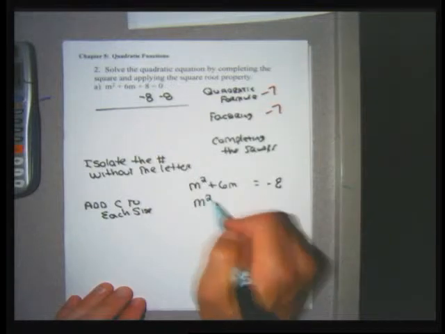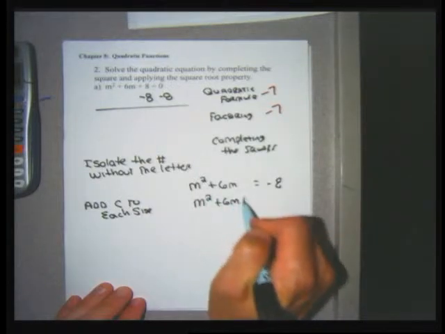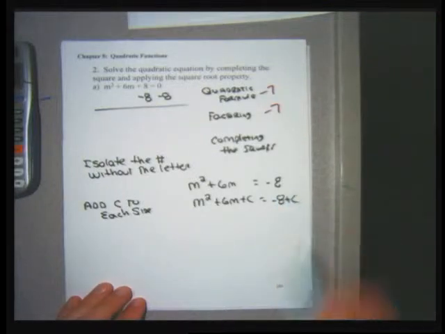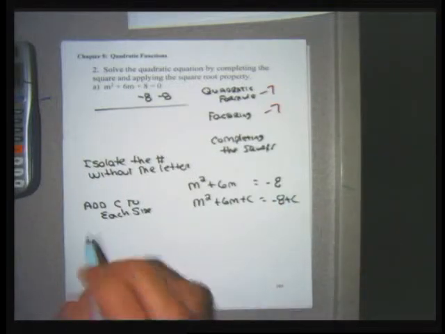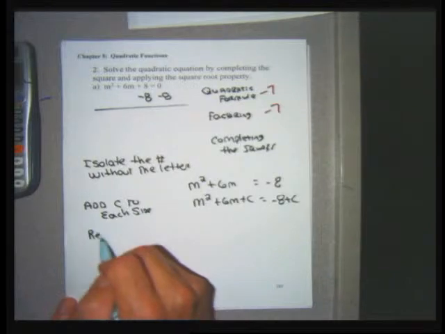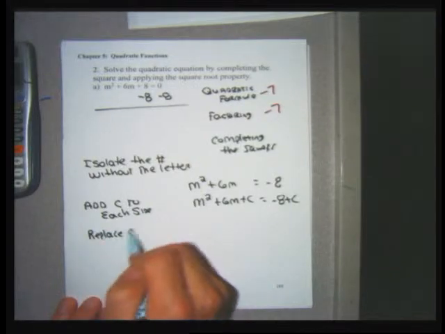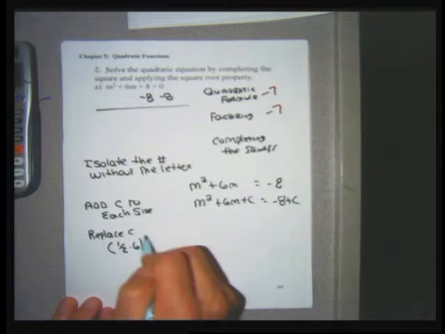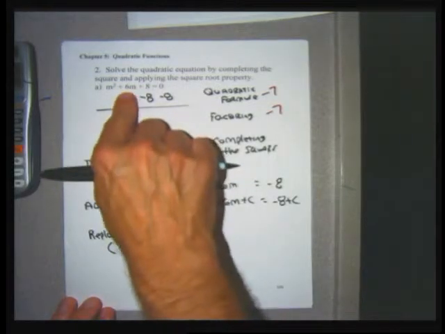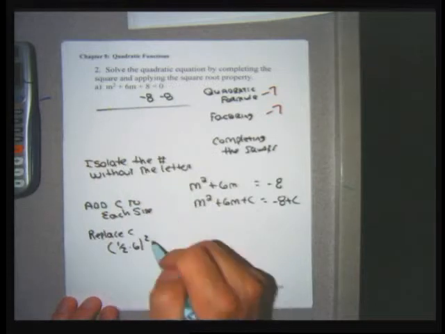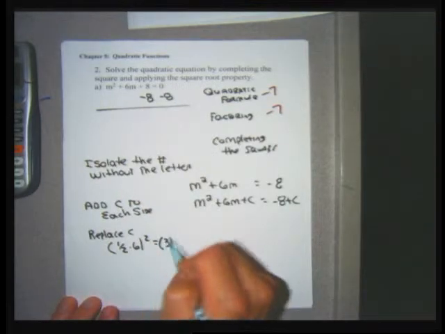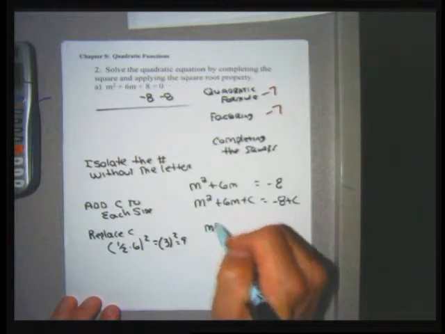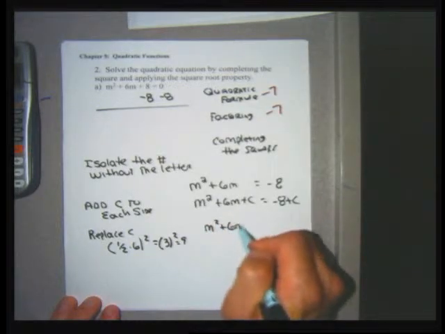So I get m squared plus 6m plus c equals negative 8 plus c. And now I need to replace the c with, in this case, half of 6 squared. It's always half the number in front of the first power term squared. Half of 6 is 3. 3 squared is 9. So I'm going to replace the c with 9.